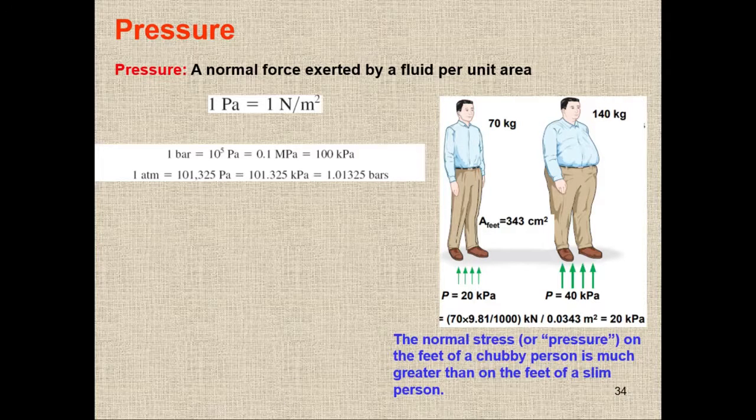So normally 1 bar is equal to 10 power 5 Pascal or 100 kilopascal. So 1 bar is 100 kilopascal, while 1 atmosphere is equal to 101.325 kilopascal, or 1.01325 bar, or in terms of torr, we have 760 torr and even 760 millimeter of Hg for 1 atm.